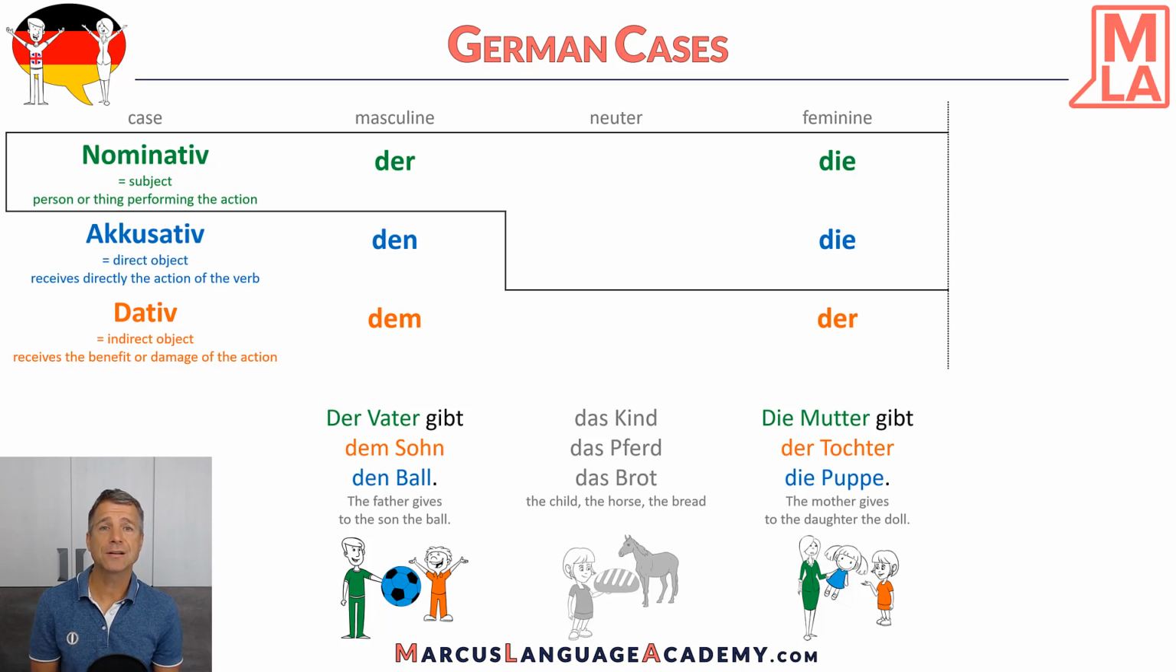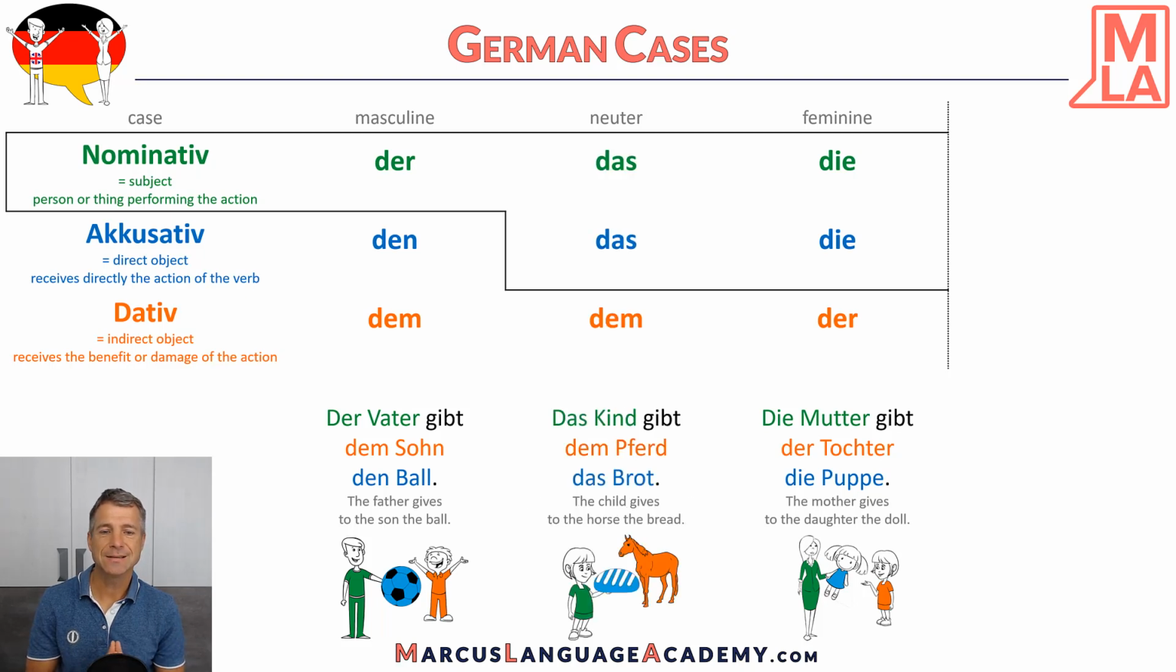So let's see the neuter article. Das Kind, das Pferd, das Brot. The child, the horse, the bread. Our example sentence is: Das Kind gibt dem Pferd das Brot. It's a little bit similar to the feminine and also to the masculine. For nominative we have das, das Kind, it's the subject, so it performs the action. It has a direct influence on the ending of the verb, so it's a T: gibt.